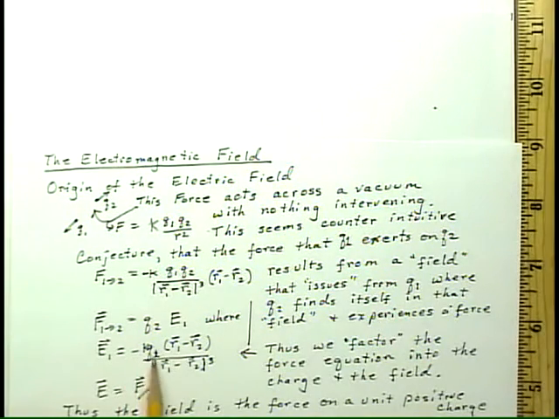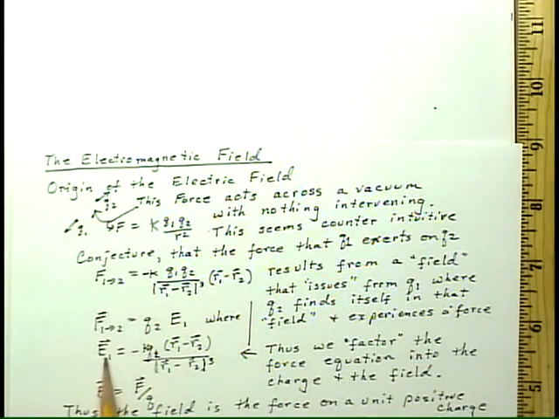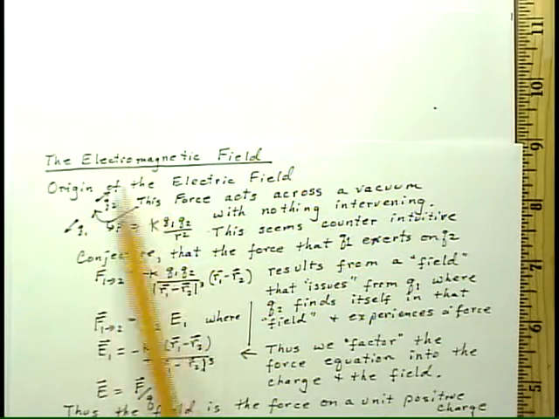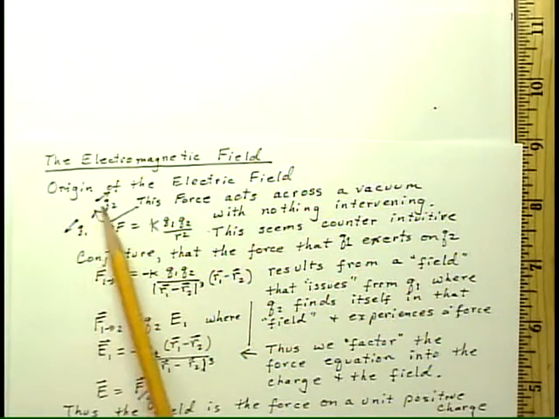And this is minus K Q1 R1 minus R2 over R1 minus R2 cubed. And this factor, which we call the electric field, is a vector field that fills the entire space. Now one can say, is this just a trick to make us feel better, that this charge Q1 emits this field that fills all of space, and charge Q2 finds itself in this field and therefore feels a force?